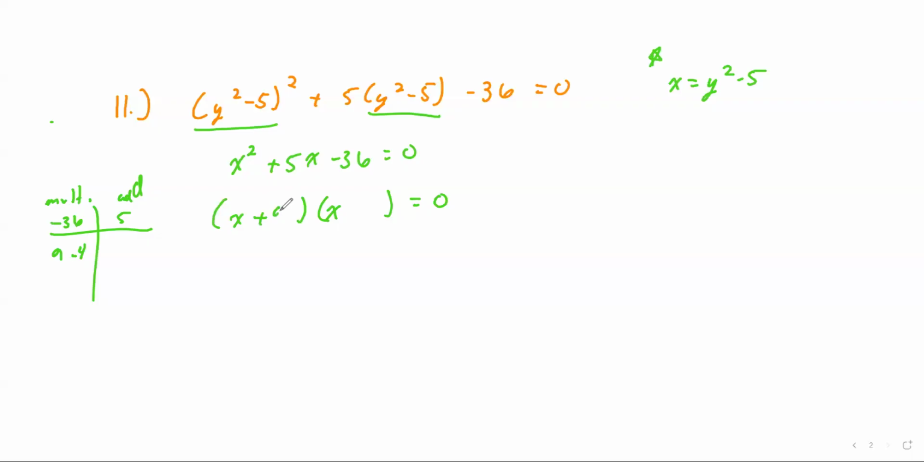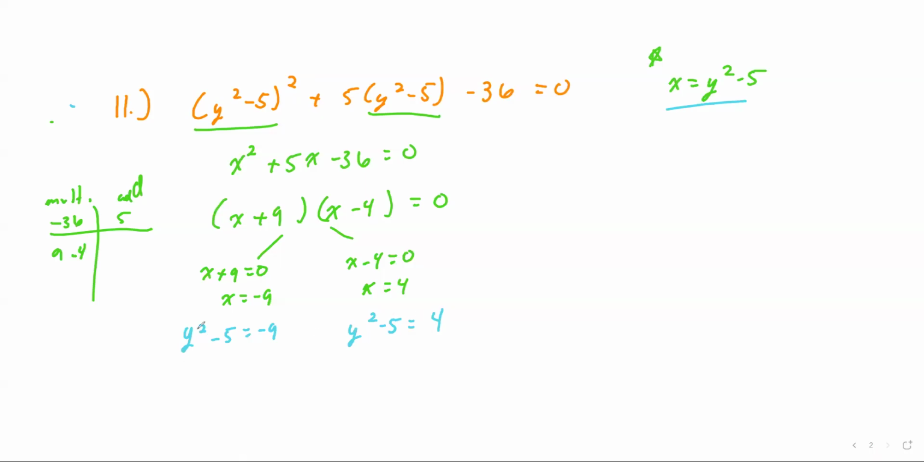So that'd be a positive 9, negative 4. Set those equal to 0, so x plus 9 equals 0, x minus 4 equals 0, so therefore x equals negative 9 and x equals 4 would be my answer on my original part. But now I've got to substitute this back in. So really it's y squared minus 5 equals negative 9, and y squared minus 5 equals 4. All right, so then after this, I can now solve these independently.